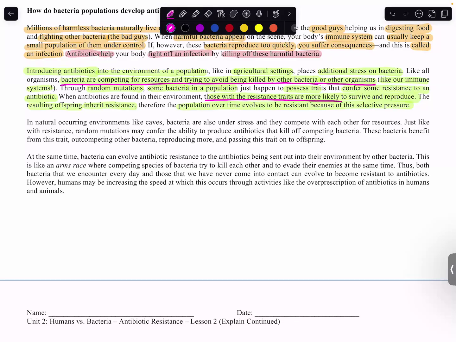So that's important. Those with resistant traits are more likely to survive and reproduce. This is what we care about, the ability to survive and reproduce, right? And we'll define what a mutation is in a second.